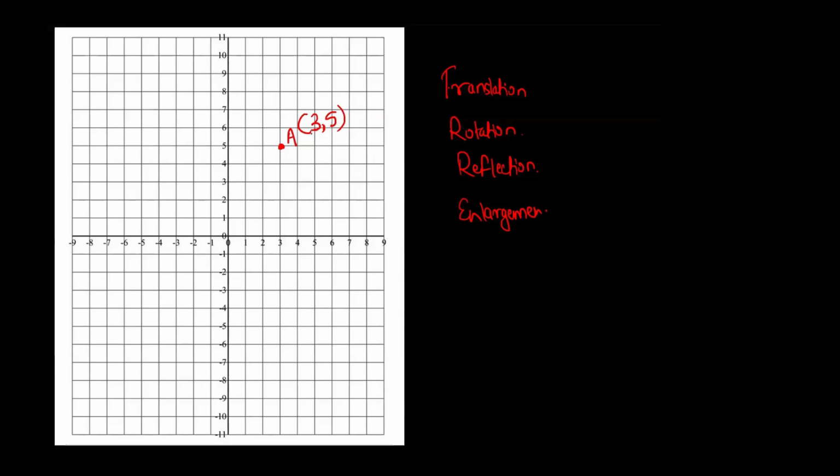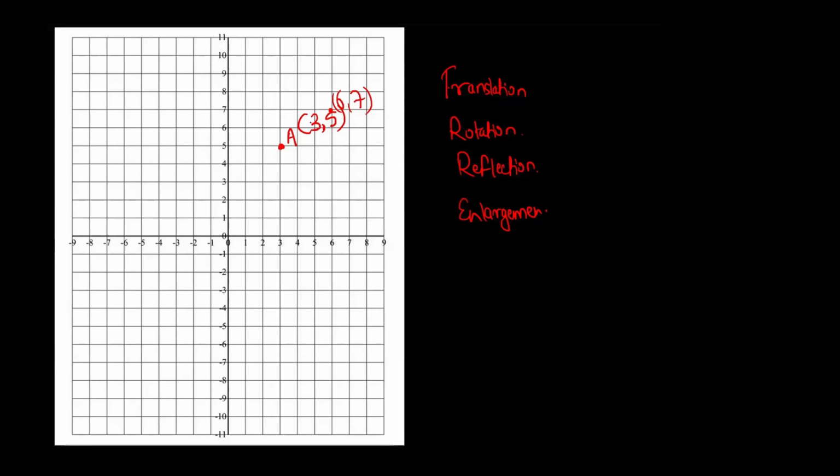Now, if I ask you to shift this point 2 units up and 3 units right, what will be the new coordinates? Two units up is 7, and 3 units right is 6. So it's going to be 6 comma 7. What we did just now is translation. We did a vertical translation by 2 units and a horizontal translation by 3 units.